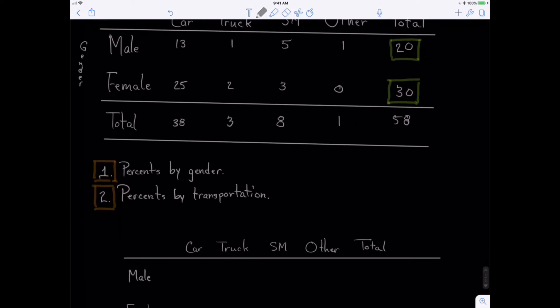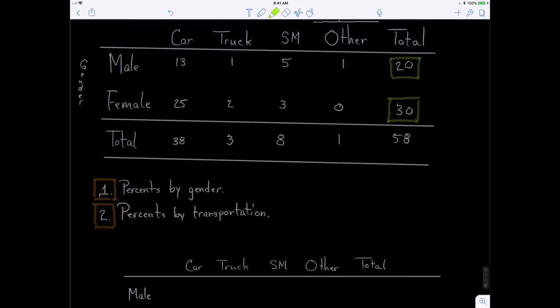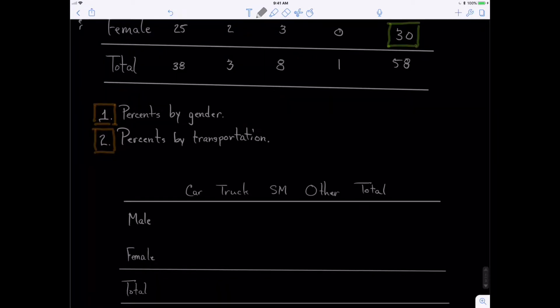So let's begin. Notice that right off the bat, for the cars, we have 13 males that drive out of the 20 that drive a car. So our first calculation is that. Remember we had 13 out of 20 males, but that's the same as 13 divided by 20. And if we want it as a percentage, we can just multiply by 100%. It only changes the appearance, not the value. And if we do that, we come up with an answer of 65%.